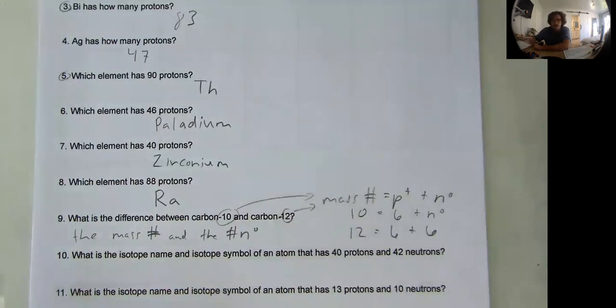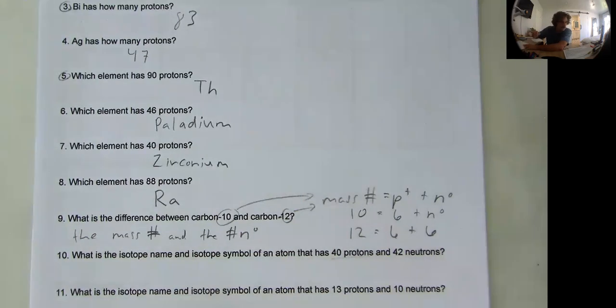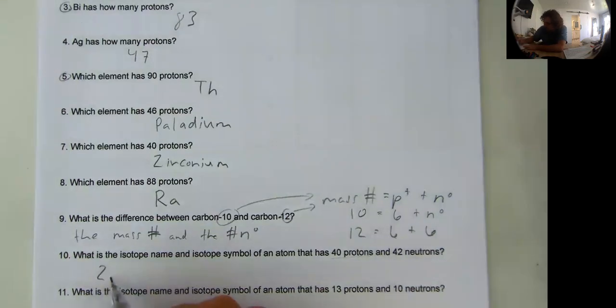So let's move on to number 10. What is the isotope name and isotope symbol of an atom that has 40 protons and 42 neutrons? Well, it's easy to figure out the name of an atom with 40 protons. Once again, we just have to look at the periodic table, and it says it's Zr for zirconium. Zirconium.